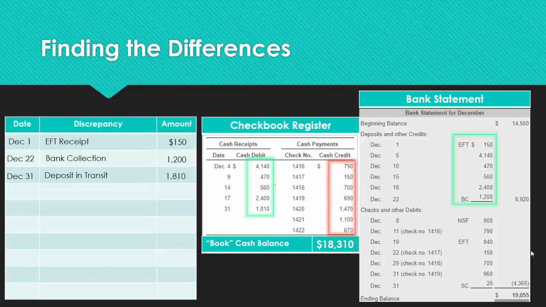So let's move on to the cash payments section of our checkbook register, as well as the checks coming out of our bank statement. Well, what do we have first?